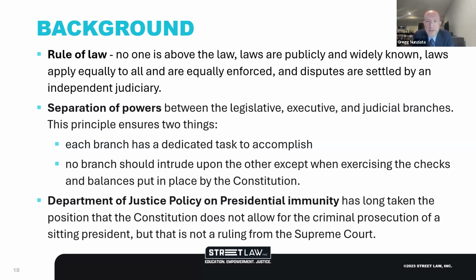that the rule of law is a bundle of concepts, including the notion that no one is above the law, that the law is something that is publicly and widely known, easy to understand, applies to all, equally enforced, not enforced selectively or politically, and that there is an independent system of resolving disputes here, our judiciary. So that's the notion of the rule of law.